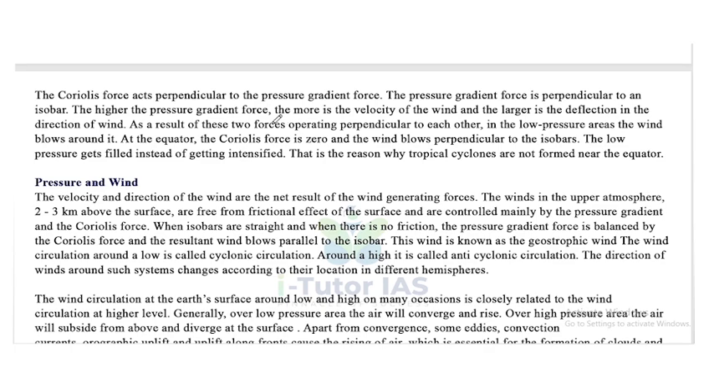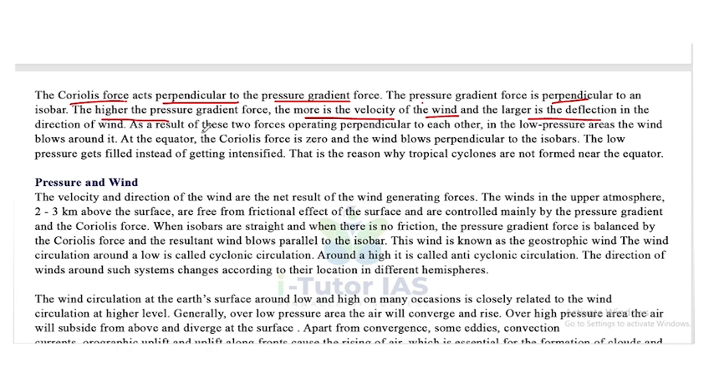The Coriolis force acts perpendicular to the pressure gradient force, the PGF. The pressure gradient force is perpendicular to an isobar. The higher the pressure gradient force, the more is the velocity of the wind and the larger is the deflection in the direction of wind.